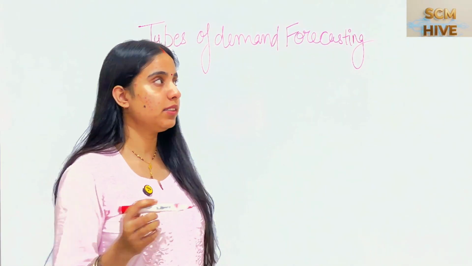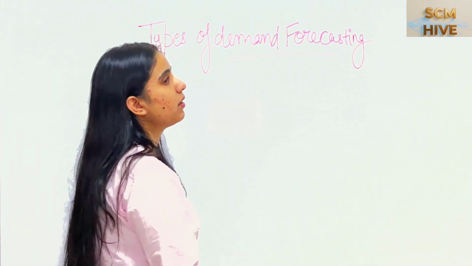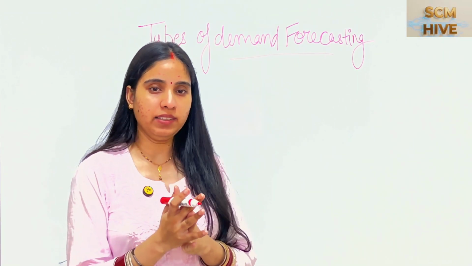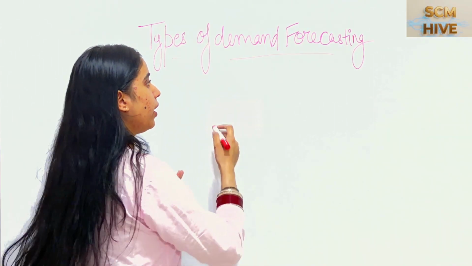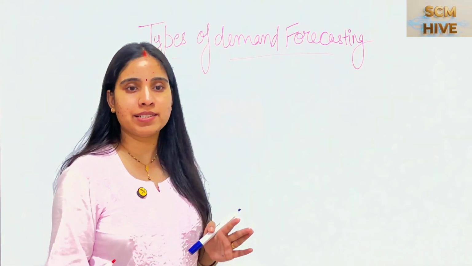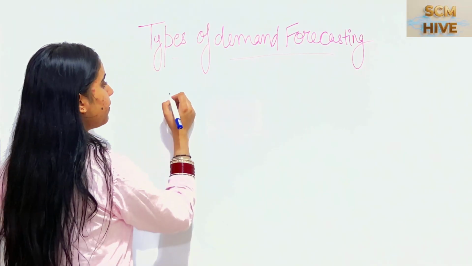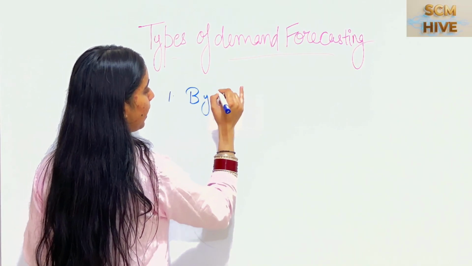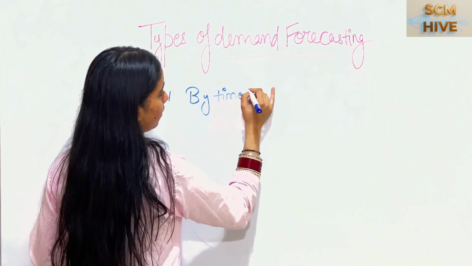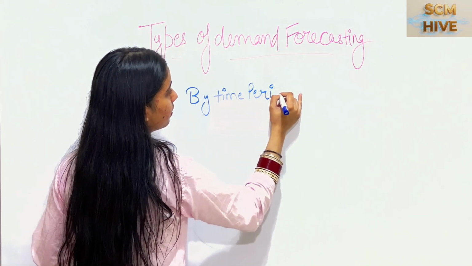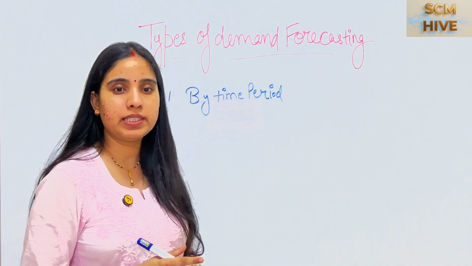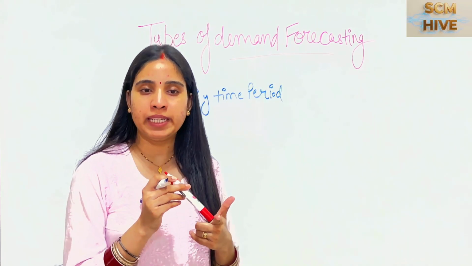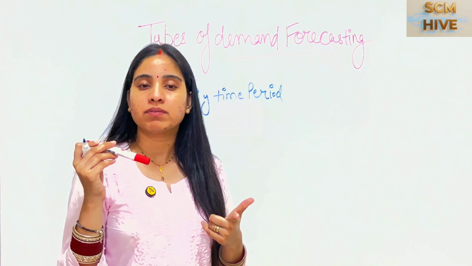So our next topic in demand forecasting is types of demand forecasting. There are 2 ways to classify forecasting. I will draw a table which will help you understand in an easy way. The first classification, or first type, is by time period. It includes 3 major points: short term, medium term, and long term forecasting.